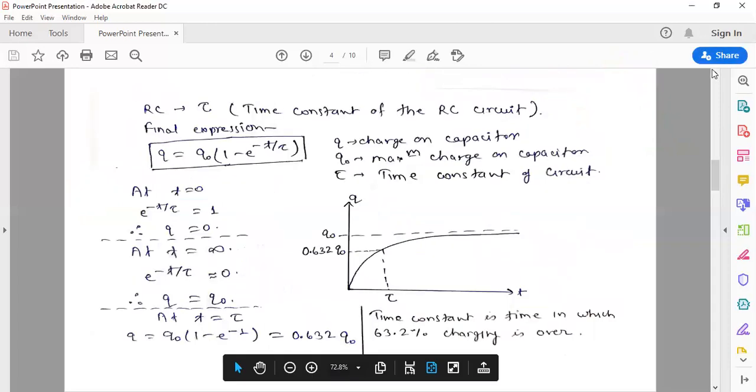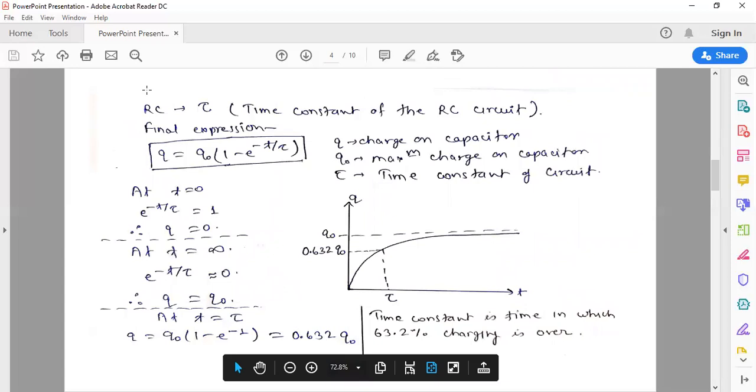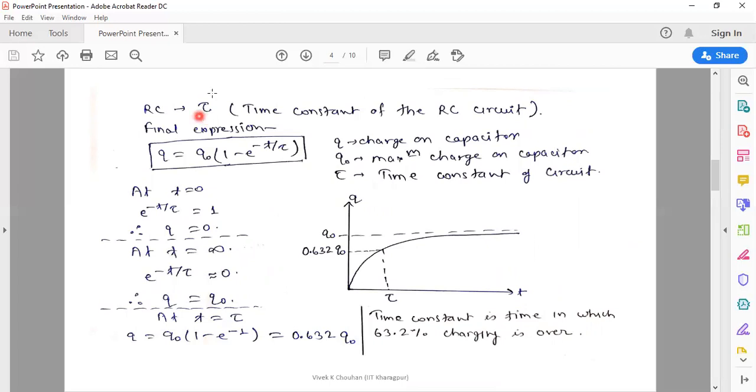Later in this expression, what we saw is we were having e to the power minus t by RC. Now, if we want to find the dimensions of RC, we will observe that it comes out to be the dimension of time. So this term has been given a name, the time constant of the RC circuit. Okay, so our final expression reduces to q is equal to q naught times (1 minus e to the power minus t by tau), where the terms have their usual meanings. q is the charge on the capacitor, q naught is the maximum charge that the capacitor can have, and tau is the time constant of the circuit.